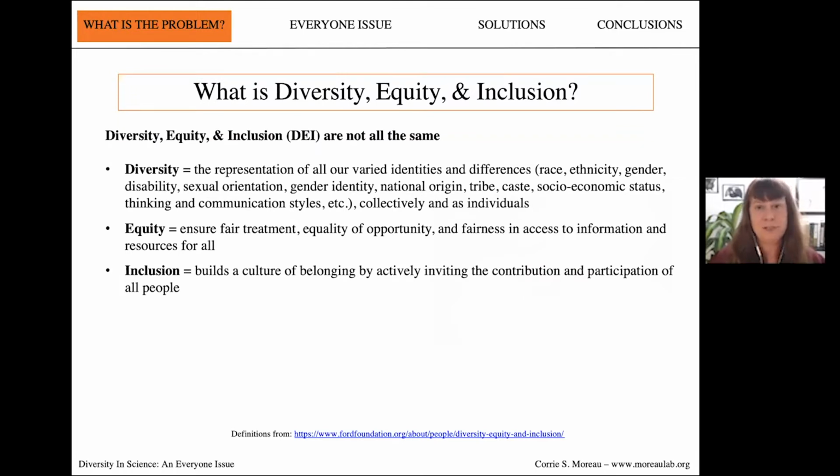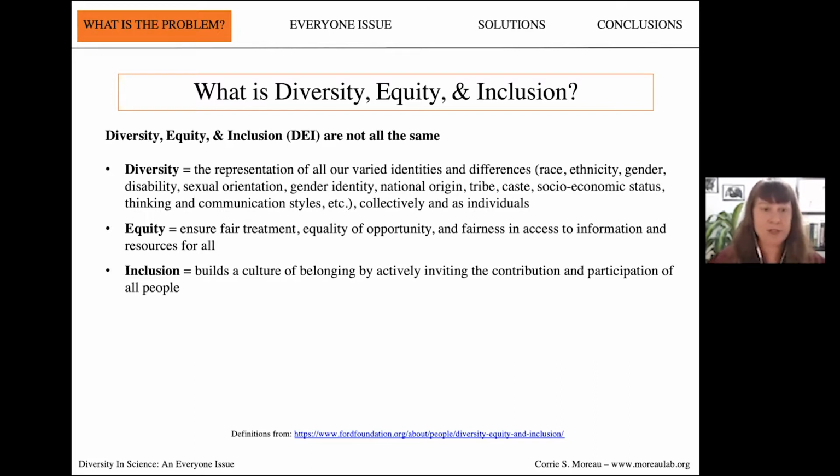So what is diversity, equity, and inclusion? First, we'll start with some definitions of each word. Diversity is clearly the representation of all our varied identities and differences, and there's a whole suite of ways in which this can be expressed. So all of these axes are important, and these can be considered collectively or as individuals. And of course, things like race, ethnicity, gender, disability, sexual orientation, gender identity, national origin, tribe, caste, socioeconomic status, thinking and communication styles, etc., are all important to think about.